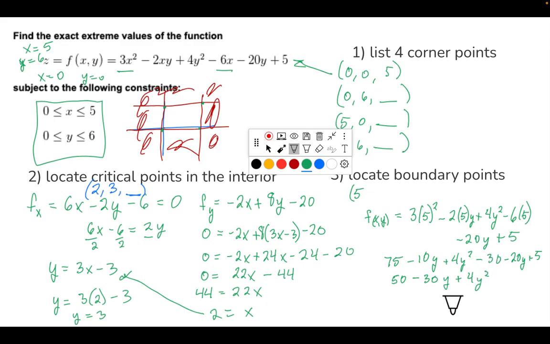Now, will you agree with me if we take the partial with respect to x, that's all going to be 0, right? So we know the partial with respect to x is 0. So let's take the partial with respect to y, because that won't be 0. We could set that equal to 0. That will give us a y value. And then you can see what we do.